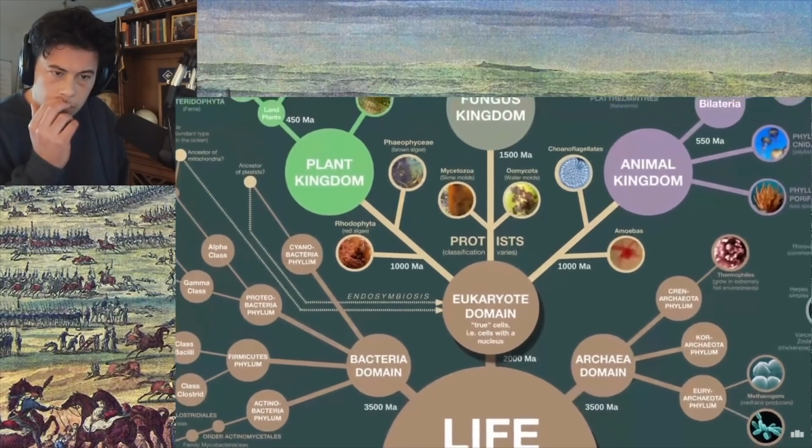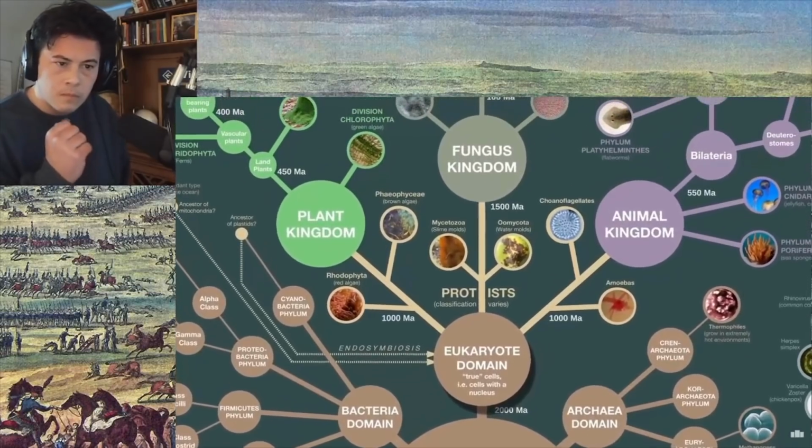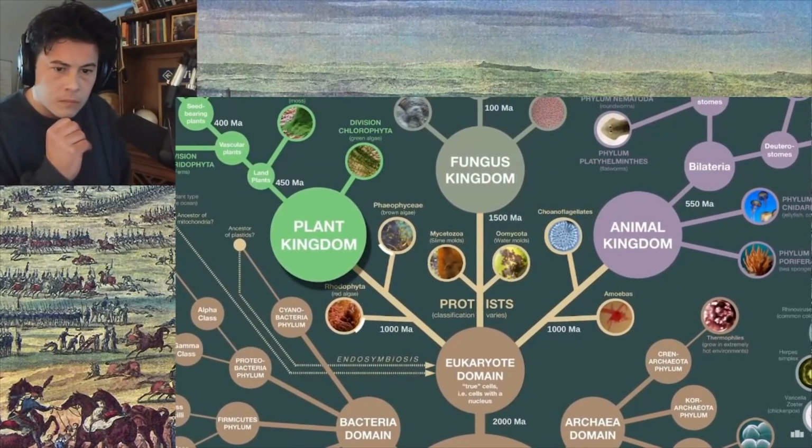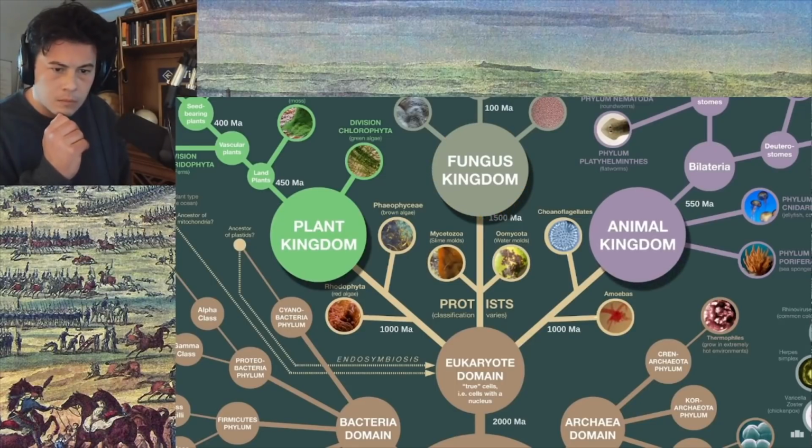From this point, life again proceeded in 3 different directions. First, there were different types of algae that eventually evolved into the plant kingdom. Second, there were various types of mold that evolved into the fungus kingdom. And then third, there were several amoeba-like organisms that evolved into the animal kingdom.